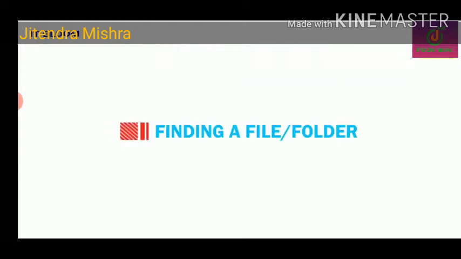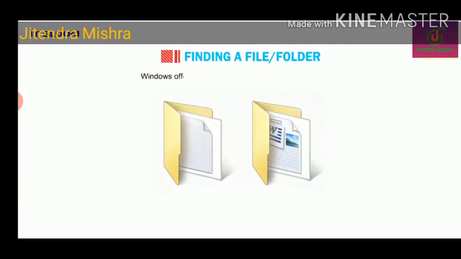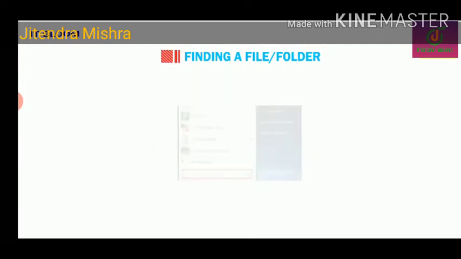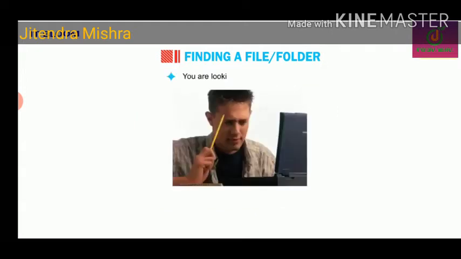Now we will learn how to find a file or folder. Windows offers a number of ways to find files and folders. Search box offers the most direct way to locate a file. Use search box if you are looking for common file types, you remember all or part of the name of the file or folder you want to find, or you know the date when you last modified a file.